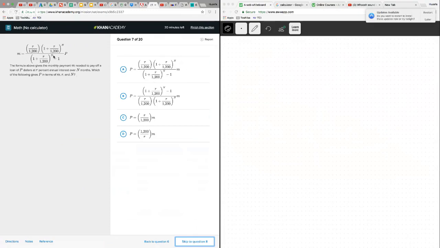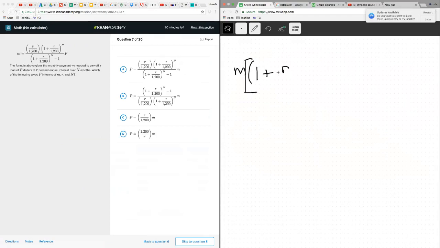First, I'm going to look at this in two parts. First, I'm going to get rid of this entire denominator. So I'm going to multiply both sides by that denominator, which is going to give me this, and I'm going to actually do a double bracket. So it becomes 1 plus R. I'm knocking off that denominator right off the bat.